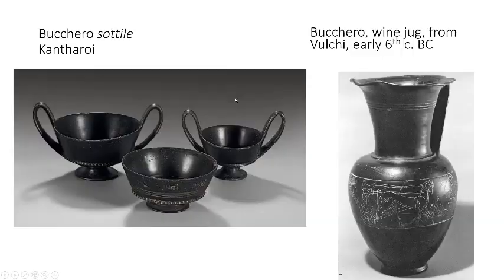We're not really sure. Here's some more examples of this bucchero. Bucchero sottile, to be technical, is the finer version. They made another type of bucchero that was not so fine and shiny and beautiful and perfect and smooth like this. So here's one with some incisions. Again, Etruscans like their horses.